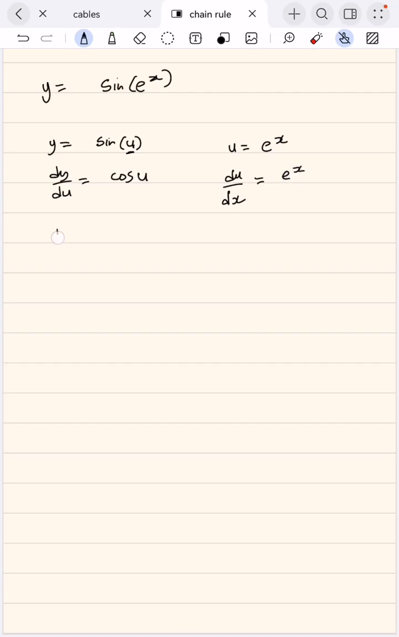Now how do I make this to be like this? Because if I multiply the 2 of them, check something. Do you see the du and du cancel? I'm left with dy dx. That's what they did. Then my dy du is cos, my du dx is e to the x, and that's exactly how your answer is. That's what they do. Try it.